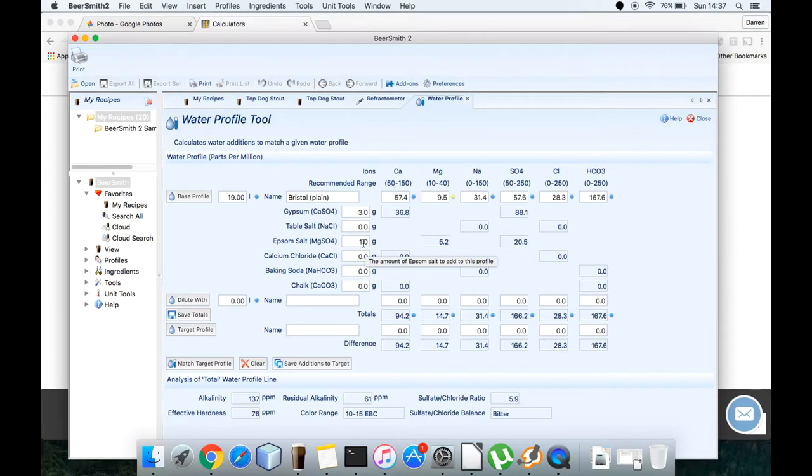What I do, I add a gram here of Epsom salts, and that brings my magnesium, which should be between 10 and 40, up to 14.7. So across the board here, the rest of it's all okay, but I haven't actually done any adjustments for more multi grains or anything like that. I'm just doing a very basic, just bringing the water profile so it's about right.